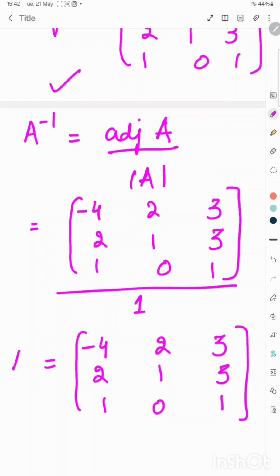So student, this is our final step. We just found the A inverse of a 3 cross 3 matrix. As you see, the process is not so difficult, but it's just a little long. And if you follow the steps, then it will be easily solved.